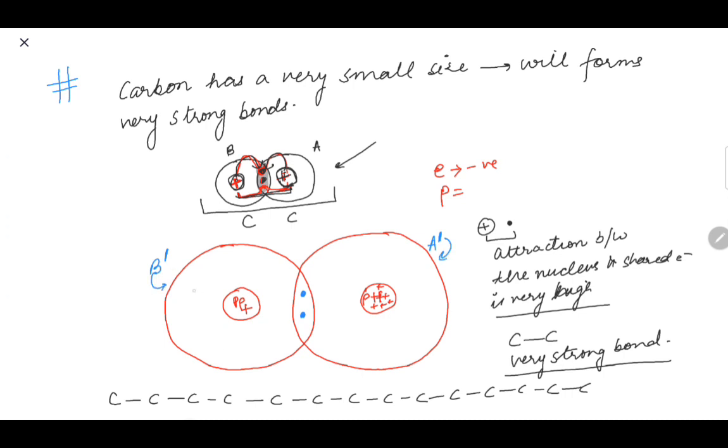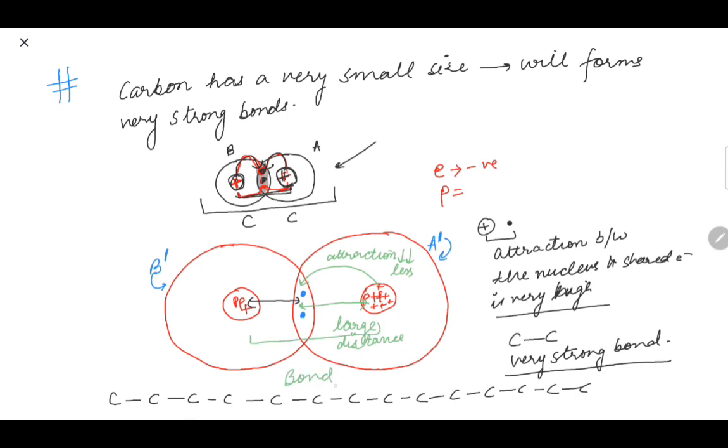Don't you think that these A dash and B dash atoms are very big? The distance between the nucleus and this electron is large, and the distance between the nucleus and this other electron is also very large. Are you understanding? When the distance is too large, wouldn't the attraction reaching the electrons from that distance be less? And when the attraction is less, that means the bond is weak.